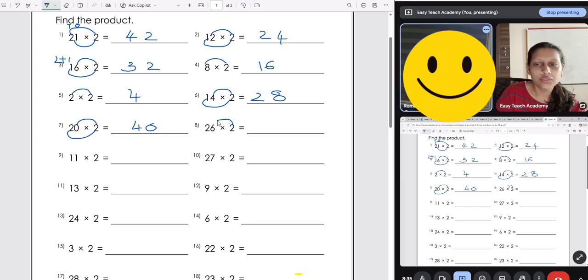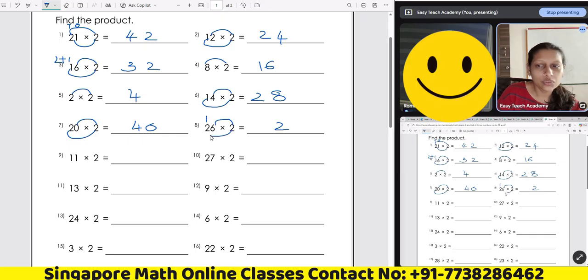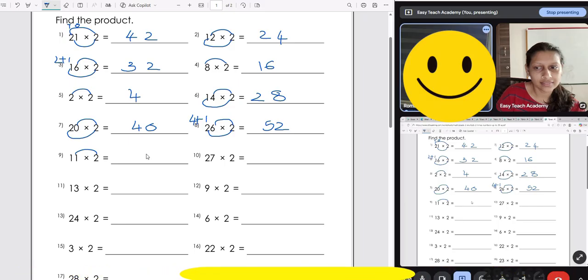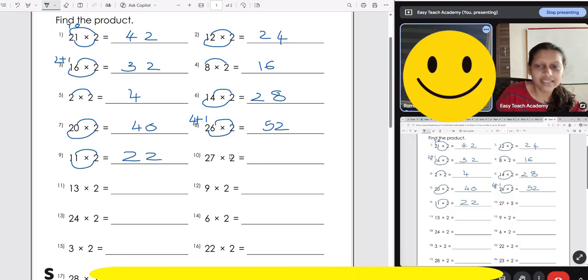Good. 2 times 6 is 12. 1 up, 2 down. 2 times 2 is 4. 4 plus 1, how much? 5. Right here, 5. 2 times 1 is 2. 2 times 1 is 2. Answer is 22. Good girl.